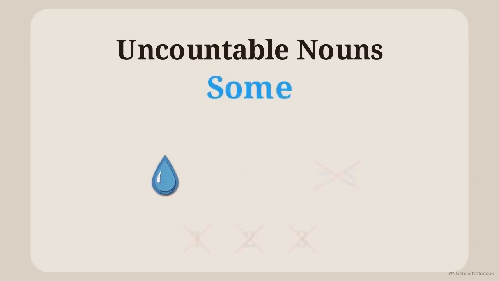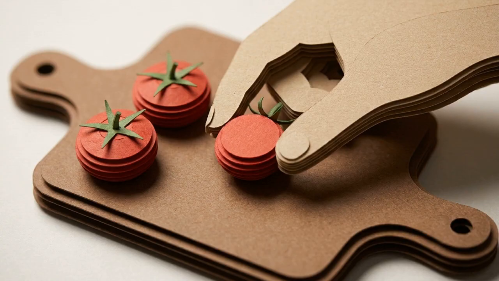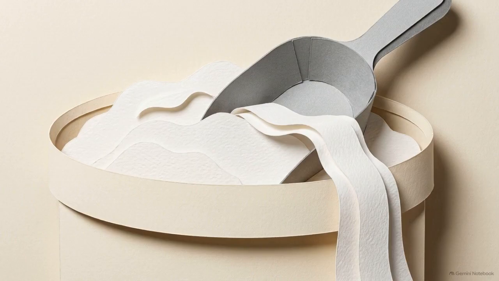Instead of numbers, we talk about their quantity using words like some. You say some water or some salt. The physical shape of the food tells you how to talk about it. If it's a distinct object, you count it. If it's a formless mass, you apply the uncountable rules.